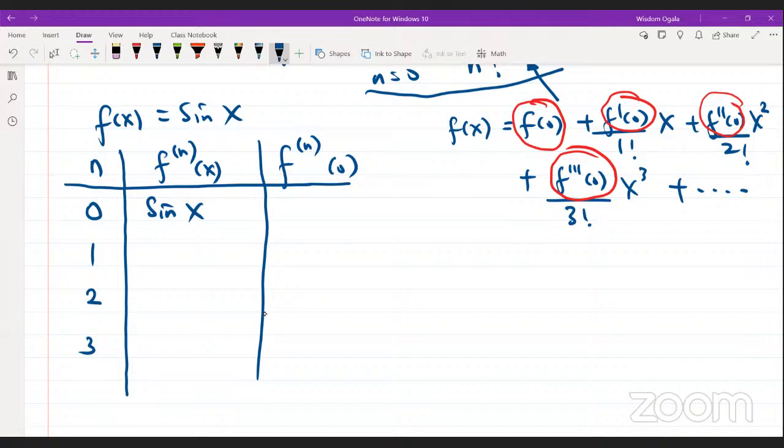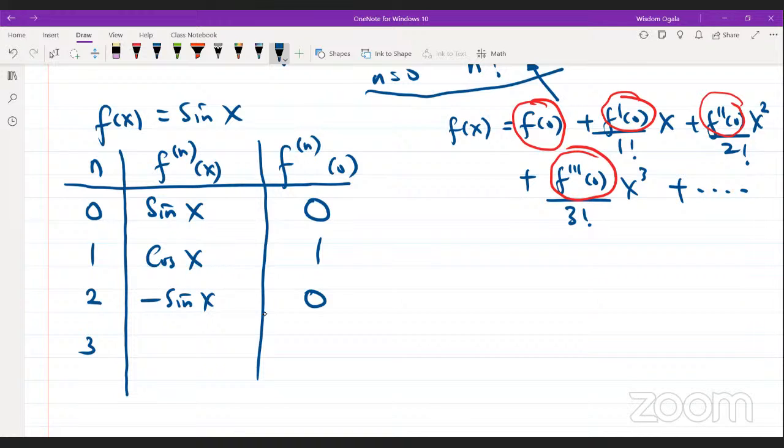What is sine of 0? Sine of 0 is 0. When n is 1, that means differentiate what you have at step 0. If you differentiate sine, you have a cosine of x. What is cosine of 0? 1. Now, when n is 2, differentiate what you have at step 1. You have a negative sine of x. What is negative sine of 0? 0.